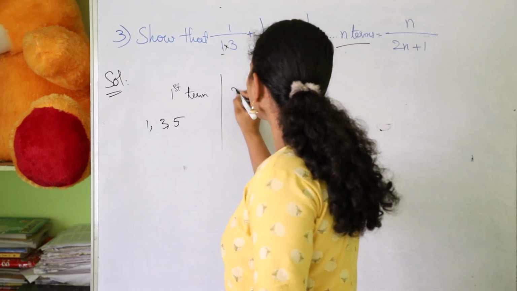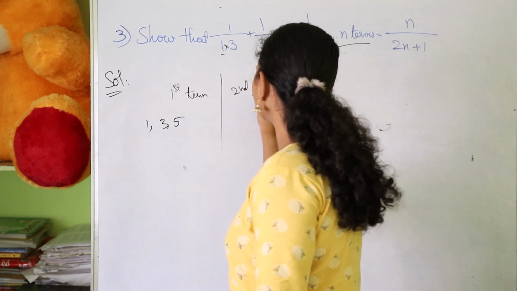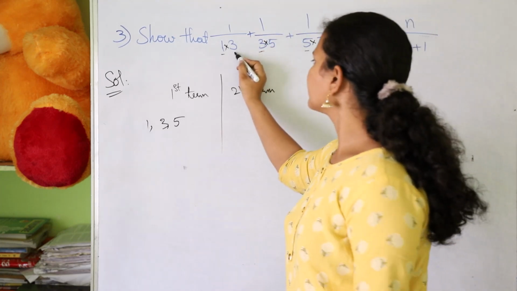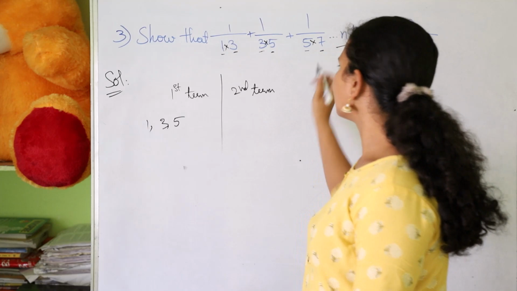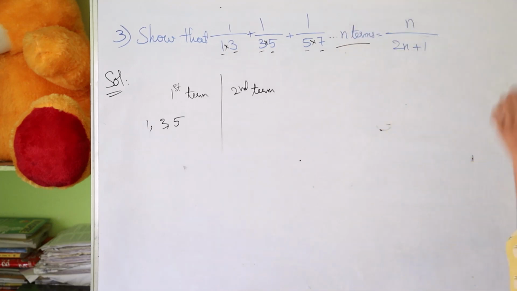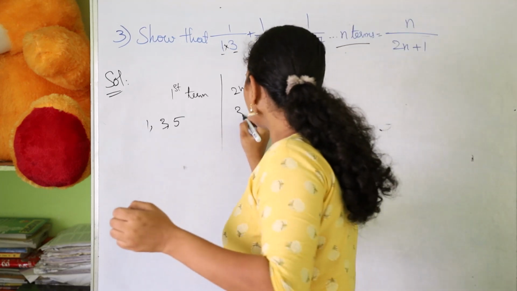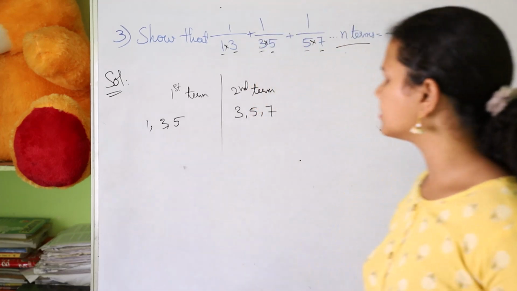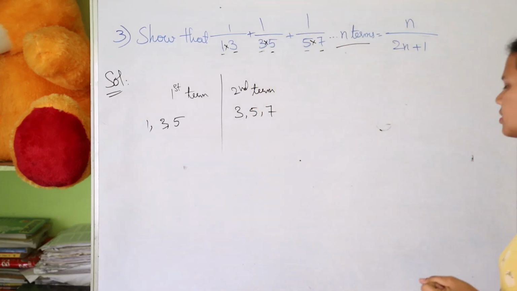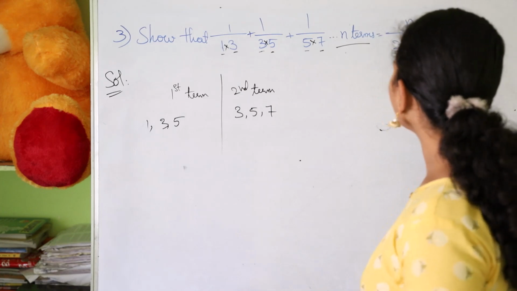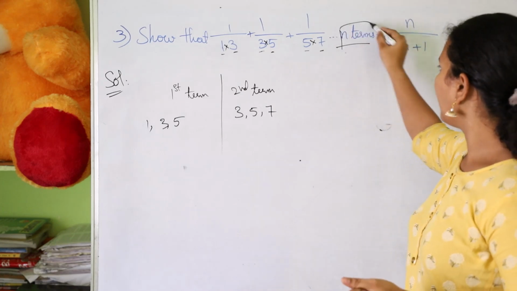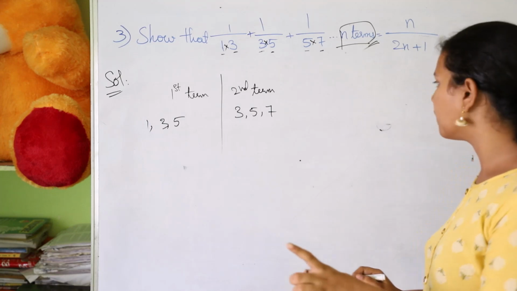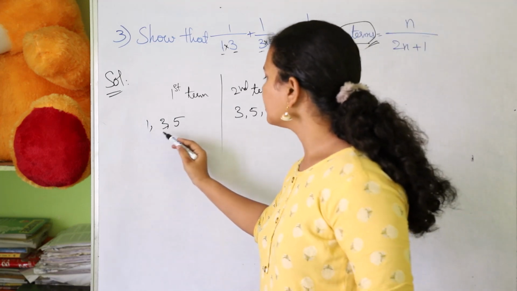Now let's go for the second terms. What are the second terms, guys? As you can see, the remaining terms 3, 5, 7 are the second terms. Clear? Let me write down here: 3, 5, 7 are the second terms, and the first terms are 1, 3, 5. Now they asked us to find the nth term value.